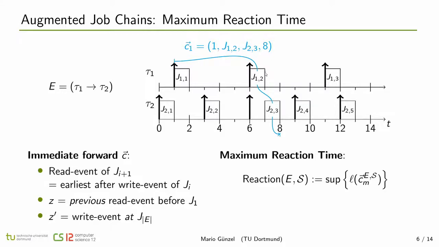So J12 writes data at time 7, and this data is then used by J23, which reads the data also at time 7. So this is the second entry here. Z prime is then set to the write event of the last job, which is at time 8. And for the data stream, the length is 7. We construct the other immediate forward job chains in the same way. And then the maximum reaction time is defined as the supremum of the length of all these immediate forward augmented job chains.